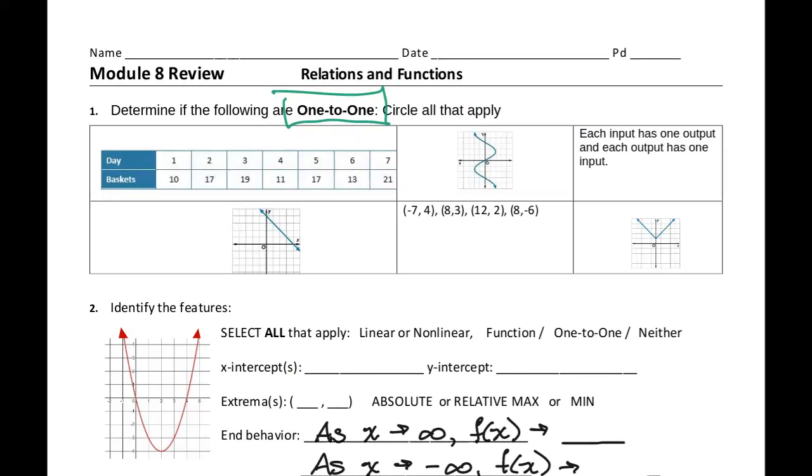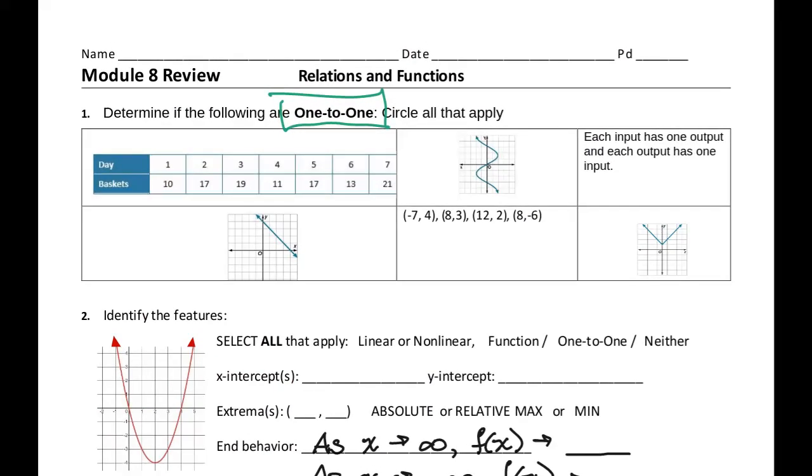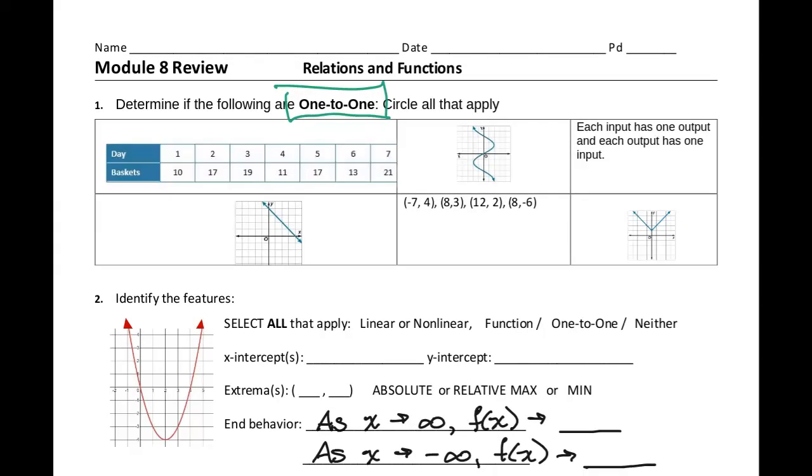All right, so looking at number 1, it says determine if the following are one-to-one. Some of these are graphs, and we have to do line tests, vertical line tests, horizontal line tests. Some of these are tables. Some of them are ordered pairs. Who can tell me one that is or is not one-to-one and why?